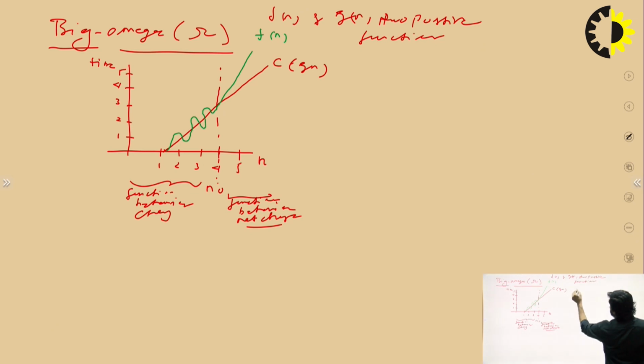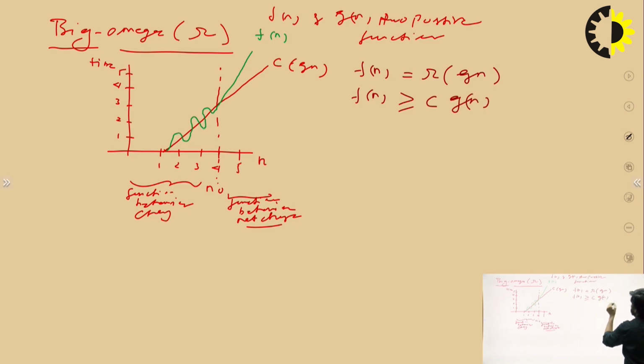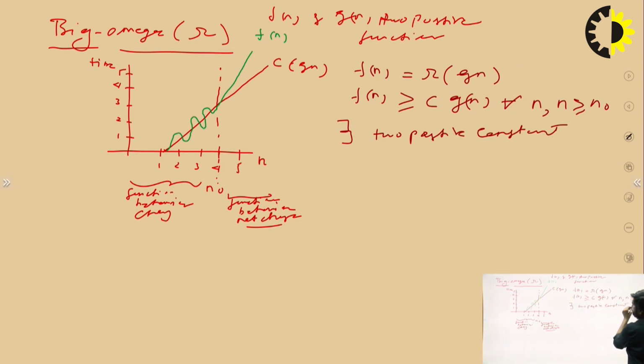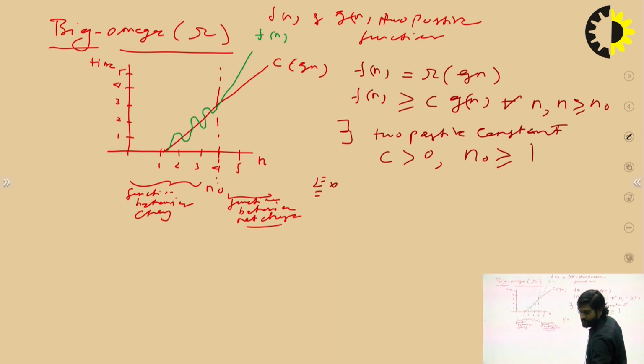Now take a statement: f of n is equal to omega of g of n, which means mathematically f of n is greater than or equal to c g of n, where c is a constant, for all values of n with n greater than or equal to n naught, such that there exist two positive constants, c greater than 0 and n naught greater than or equal to 1. That is the mathematical expression for this function. Now we check this asymptotic mathematical expression with the help of an example. Understand with an example. Now we take an example here.